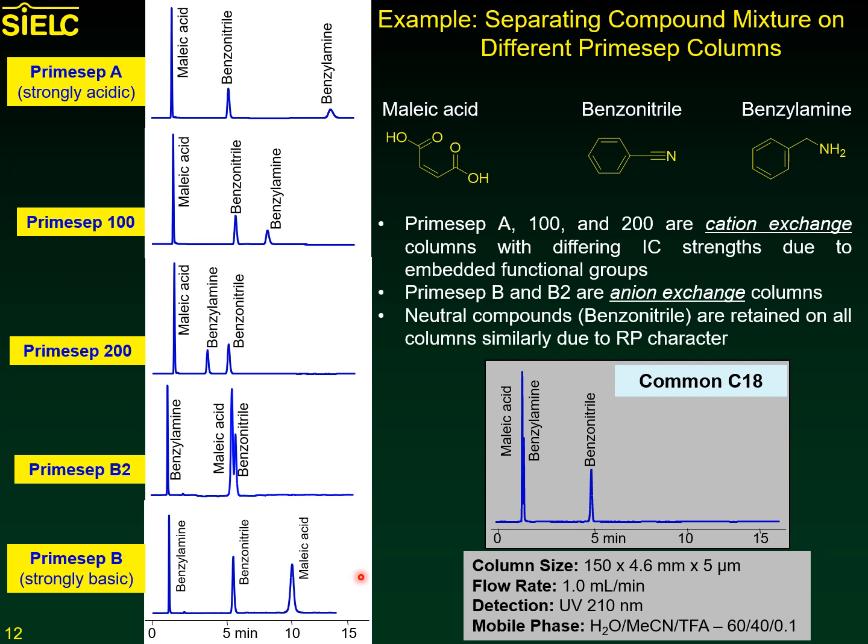By comparison, if one were to take this three-component mixture and attempt to separate it on a standard C18 reverse phase column, they would find that the maleic acid and the benzylamine elute early and at almost the same retention time, while the benzonitrile is retained longest on the column.